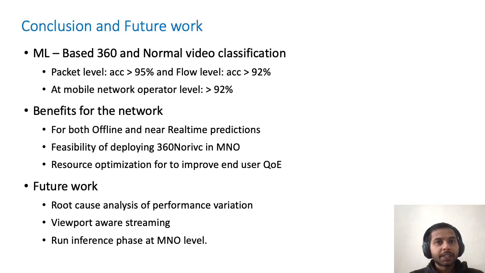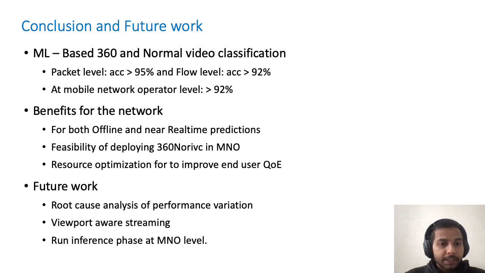To conclude my presentation and give you some future directions, in 360NorVic we have presented a machine learning-based 360 and normal video classification platform, which exceeds 95% packet level accuracy and more than 92% flow level data accuracy. The importance of this work is that we have given predictions for both offline and near real-time. We have also shown the feasibility of deploying this model at a real mobile network operator level, which can indeed be used to optimize network resources and finally improve the quality of experience of video streaming.